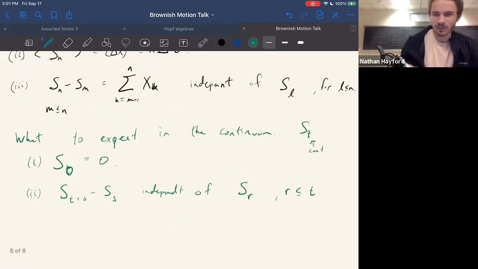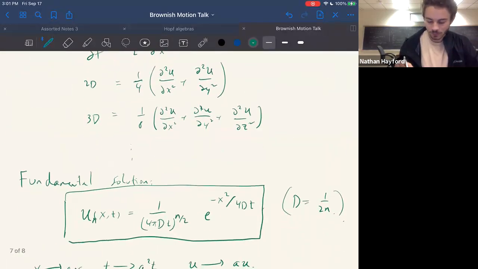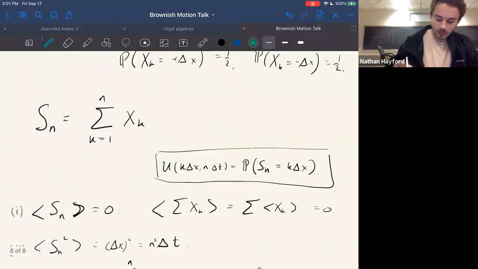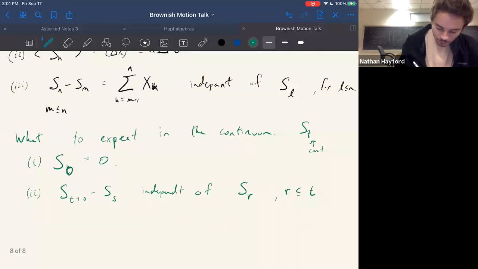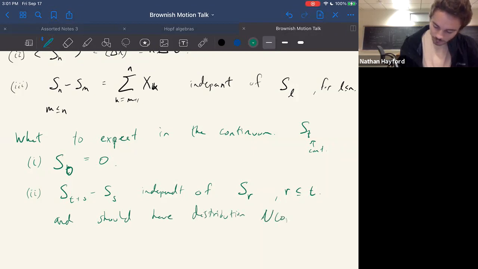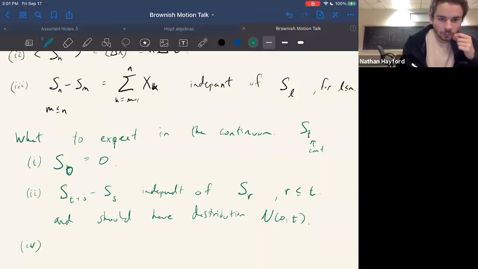So this is precisely mirroring this piece. And the increments should be, well, they can't be binomial, but what does the binomial distribution tend towards? Well, we already saw here, it should tend towards Gaussians. So we expect that they should have distribution centered Gaussians, with variance t minus s. How did I write t plus s? So just t.